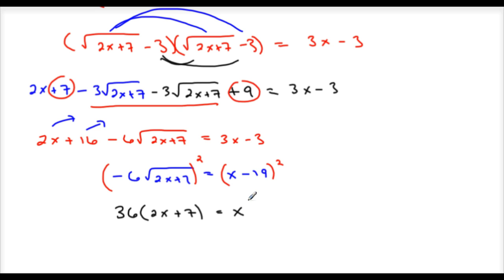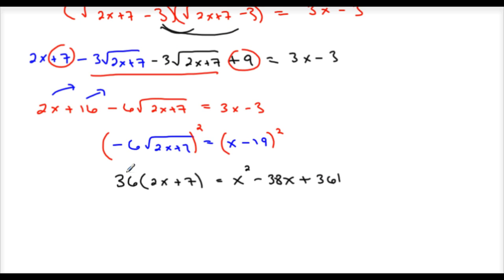so FOIL it. X times x is x squared, and double 19, so minus 19 times 2 is 38x, plus 19 squared is going to be 361. So here, let's distribute. 36 times 2x, 36 times 7. So 36 times 2x, I'm going to get 72x plus 252 equals x squared minus 38x plus 361.